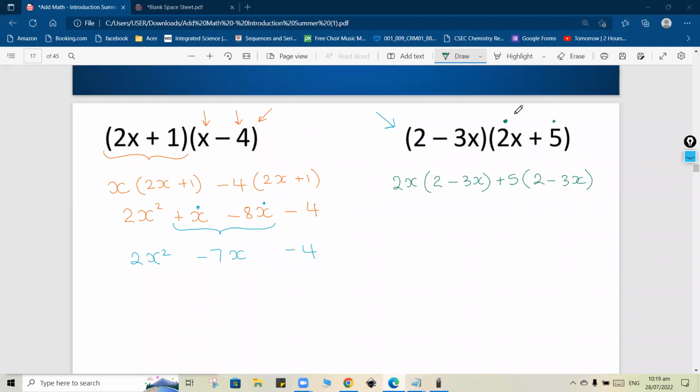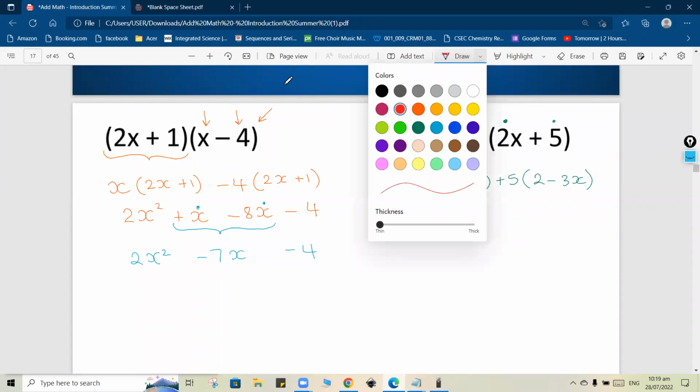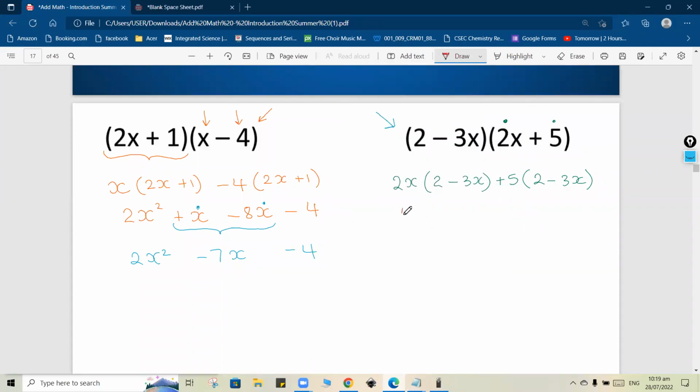All right, let's see if you have this correct here. You will get 4x here because 2x by 2 is 4x. 2x by minus 3x is minus 6x squared. 5 by 2 is 10, and 5 by minus 3x is minus 15x. So you just have to add up these similar items.